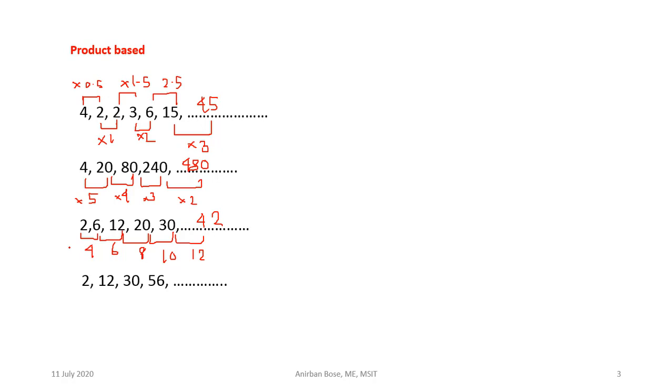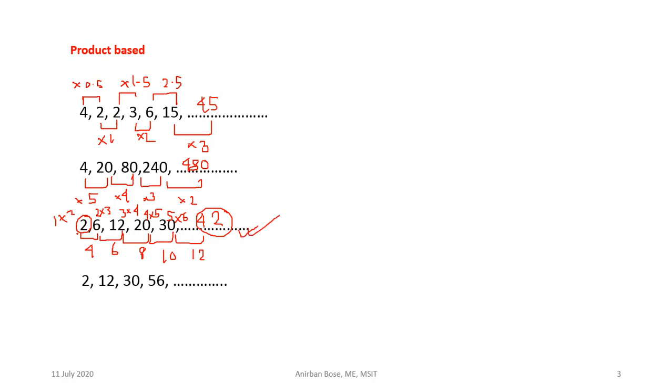Or you can see the same problem in a different way, that this 2 can be written as 1 into 2. This 6 can be written as 2 into 3. 12 can be written as 3 into 4. So I hope you can see the logic, how it is going on. So it is 5 into 6, so expected this will be 6 into 7. So in that also you will get the answer 42.